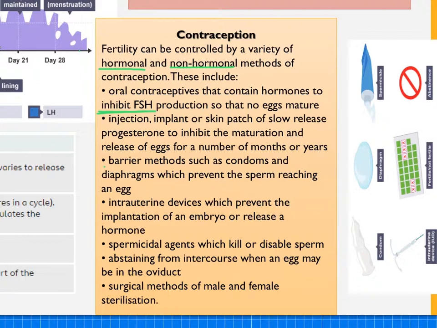Okay, and then there's other methods that you need to know about there. So particularly barrier methods, intrauterine devices, spermicidal agents that disable or kill sperm, abstaining from intercourse, and also surgical methods. Now, my best bit of advice for this is that in the exam they probably will give you some of this information, and they might give you some graphs or data about their effectiveness, and you need to evaluate or describe or explain some of the information in the questions.